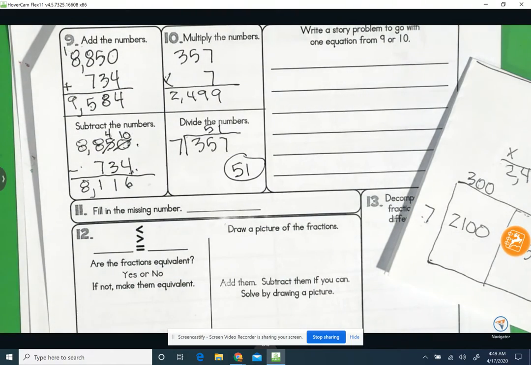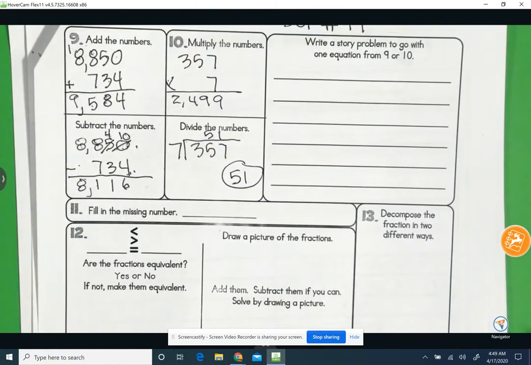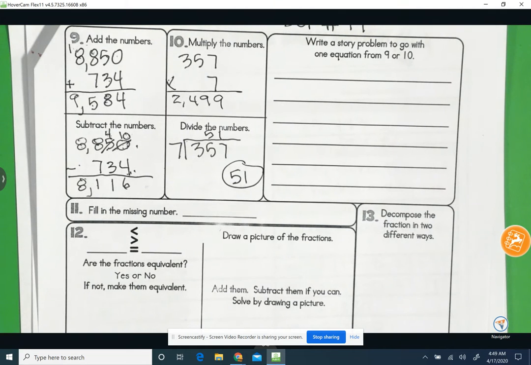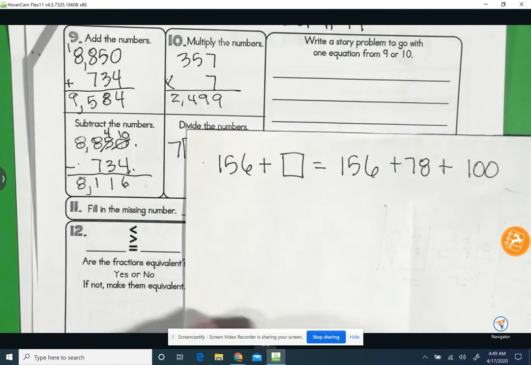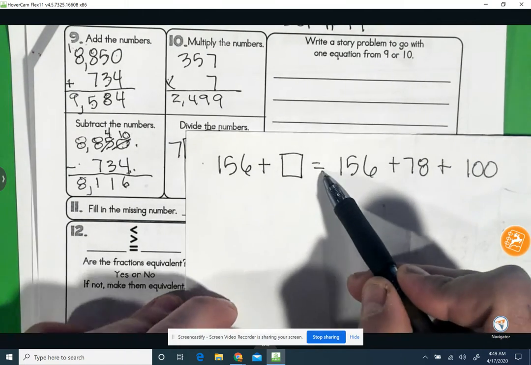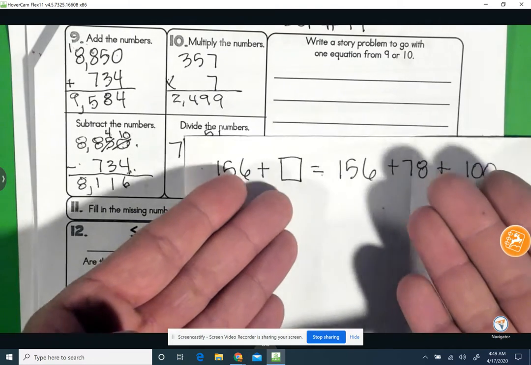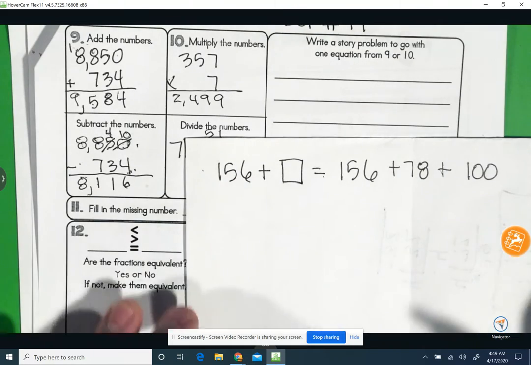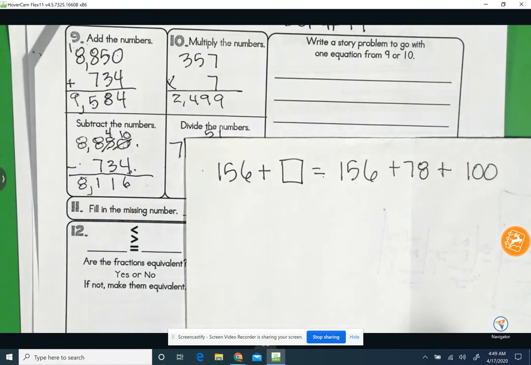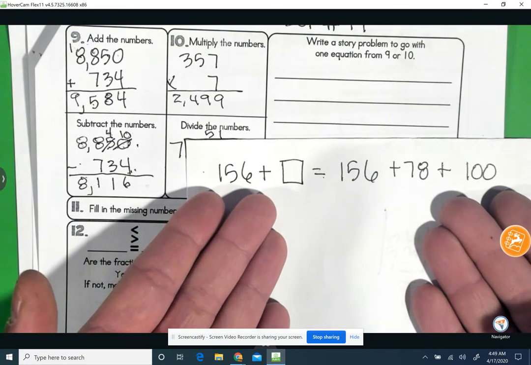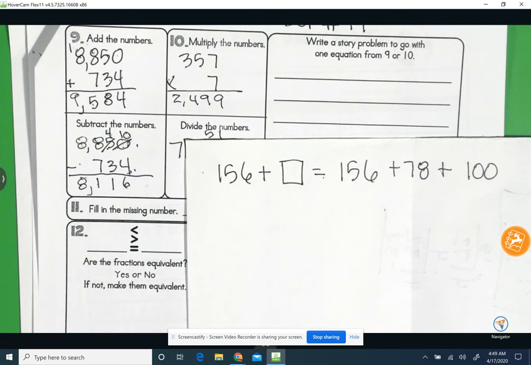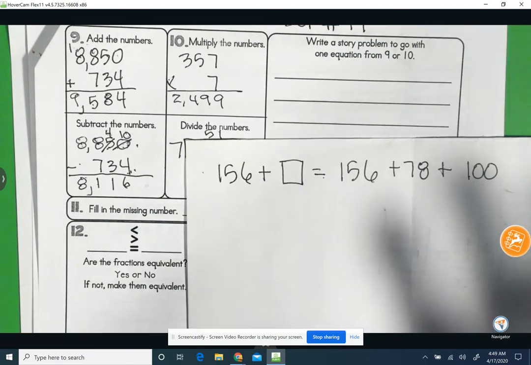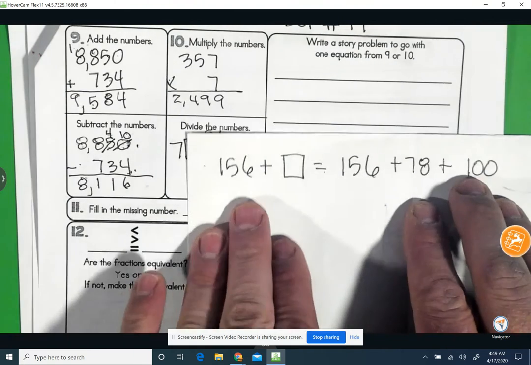All right, number 11. Number 11 is a problem where you are to fill in a missing number. And you're filling in this missing number because you are trying to create a balanced expression, okay? You are trying to create a balance between the left-hand side of the equal sign and the right-hand side of the equal sign. And so if you notice, look at the similarities of the right and the left, okay?